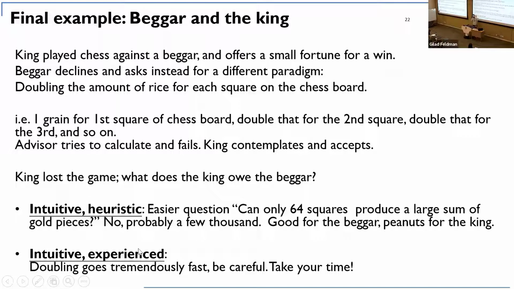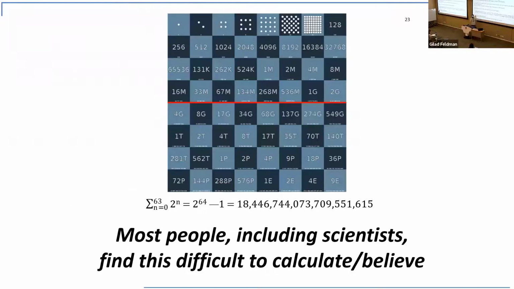But the intuitive experience response is doubling goes extremely fast. Exponential growth is really, really fast. Therefore, be very, very careful, as the emperor and the king, when you play chess with beggars. Just be careful how you approach this. Take your time.